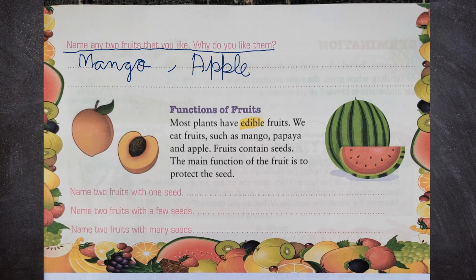Now, functions of fruits. Most plants have edible fruits. We eat fruits such as mango, papaya and apple. Fruits contain seeds. The main function of the fruit is to protect the seed. So, the function of fruit is to protect the seed.